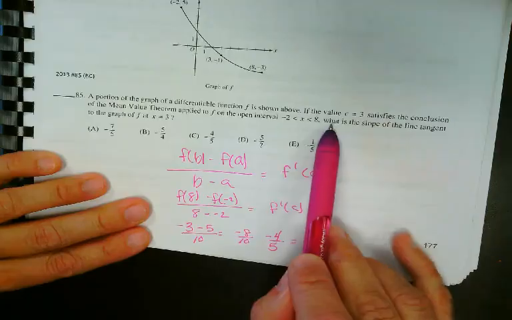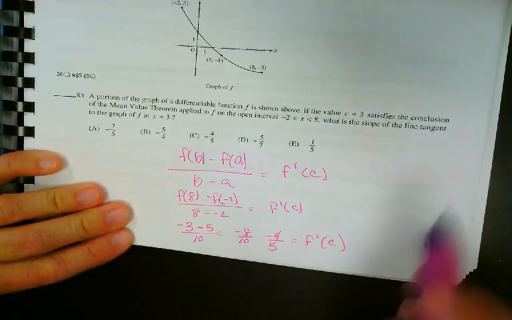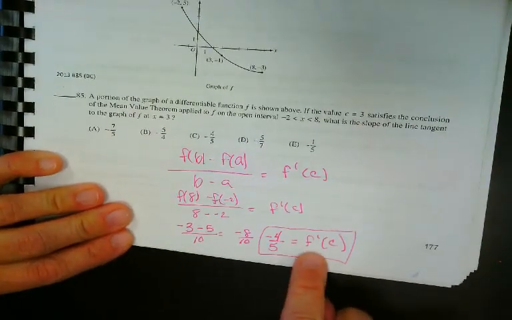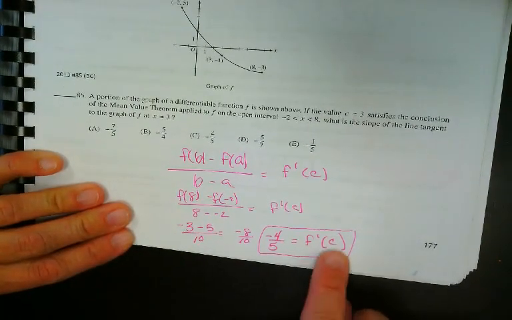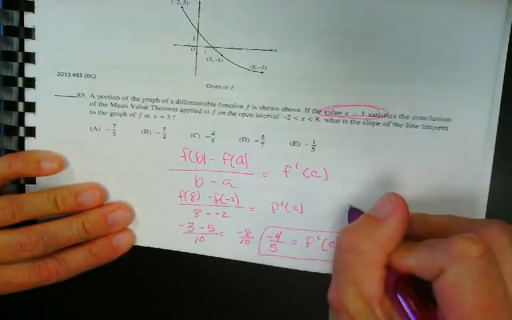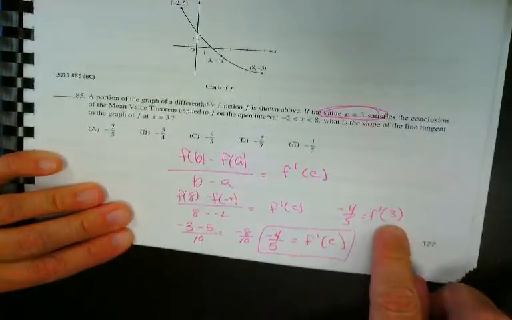So the question says, what is the slope of the tangent line at 3? What can we say the slope is? -4/5, because we found f prime. So we didn't have to find the c value. We know the c value is 3. It's telling us c is 3 right here. So -4/5 equals f prime of 3. They're telling us the c value is 3.